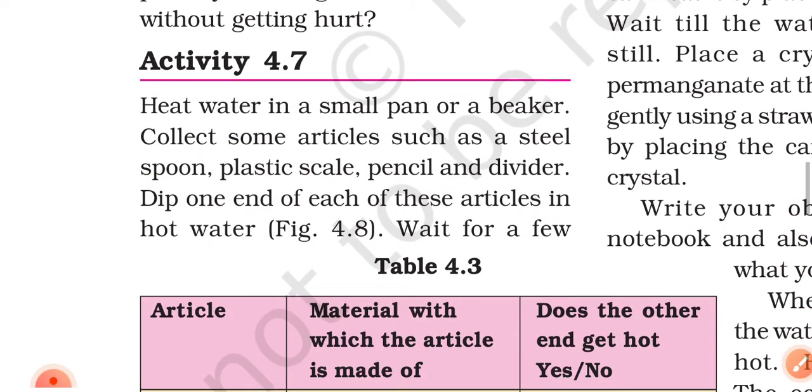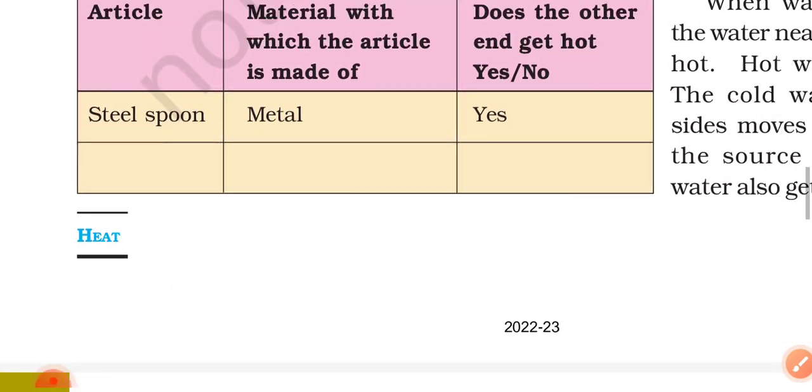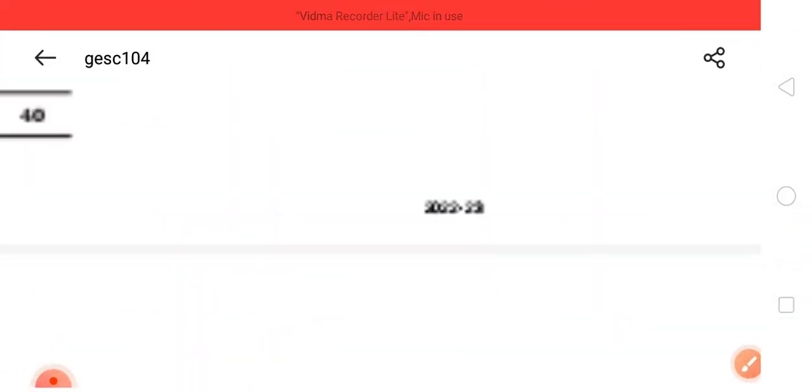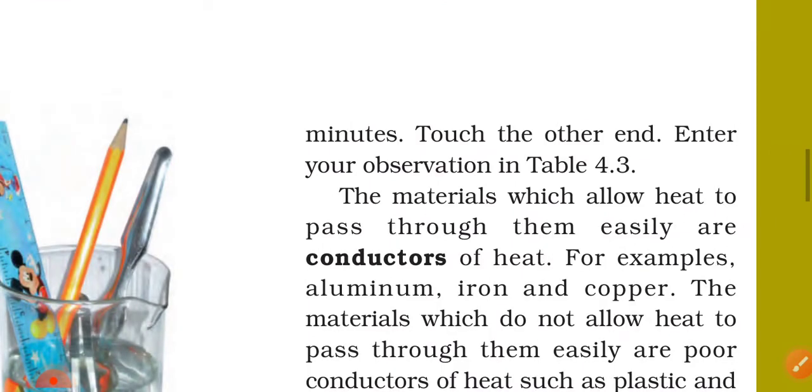Activity 4.7. Heat water in a small pan or a beaker. Collect some articles such as a steel spoon, plastic scale, pencil and divider. Dip one end of each of these articles in hot water. Wait for a few minutes. Touch the other end. Enter your observation in table 4.3.